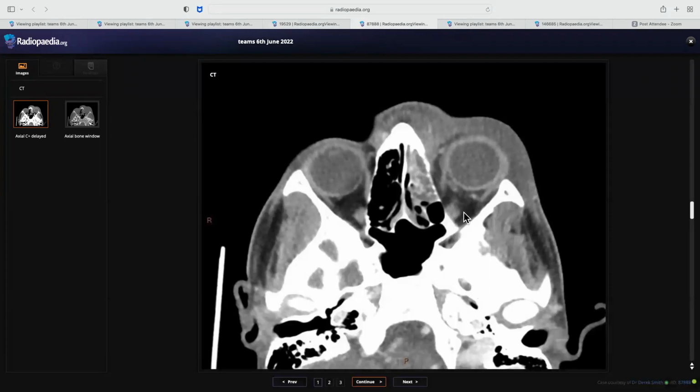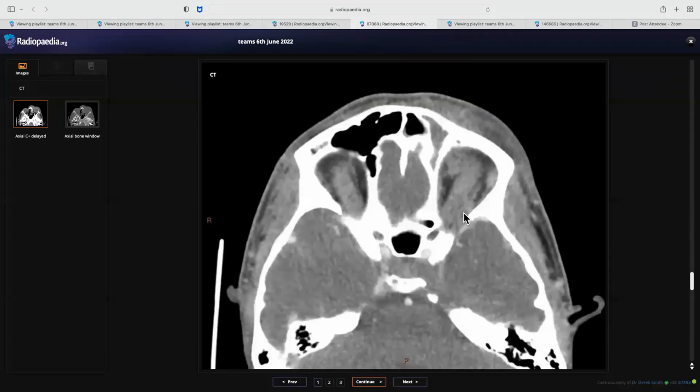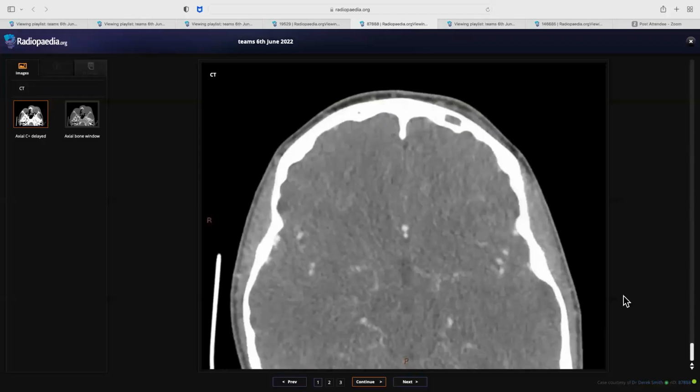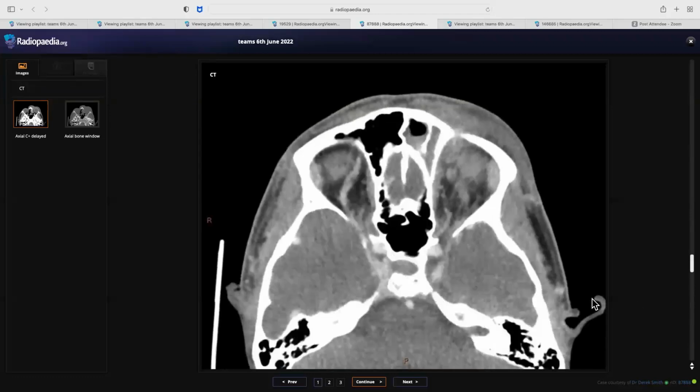I'm given a CT brain showing the bilateral orbits, which is a post-contrast study. I can see there is mucosal thickening in the left. You can scroll. You can first see the entire series.